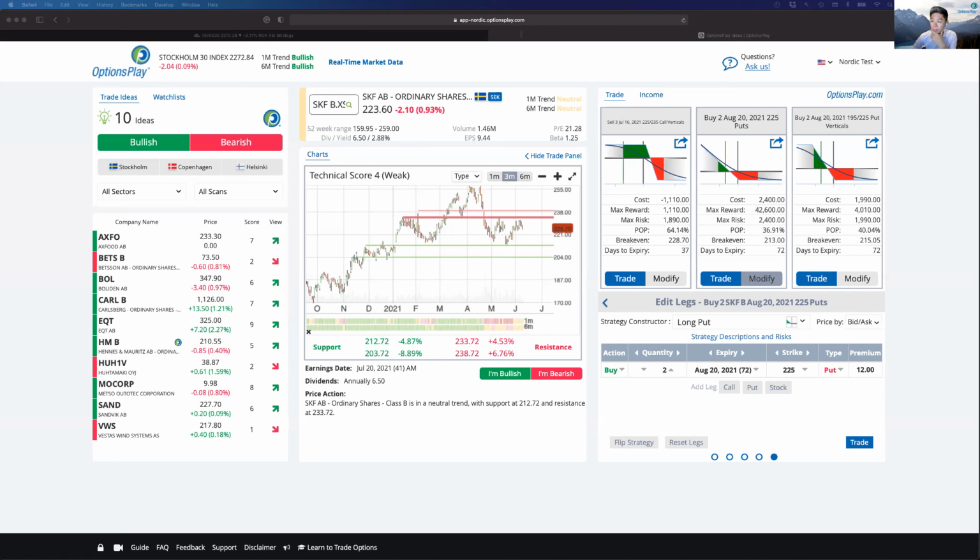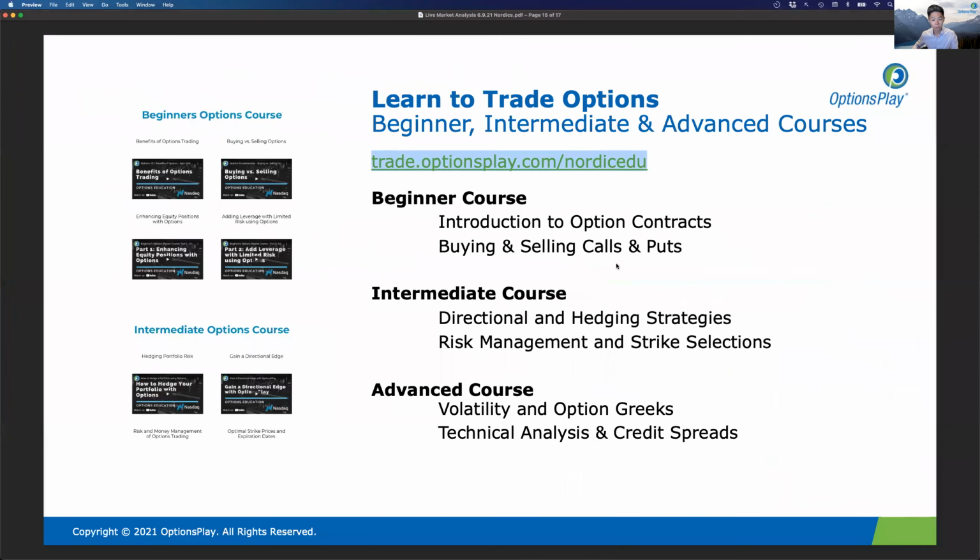Casey Trade is always nagging about credit spreads. It is therefore a bit difficult to learn about with new knowledge. I actually have a course just on credit spreads. It's included in the advanced course. So go to this link, trade.optionsplay.com.edu. We also have a debit spread trade here as well.